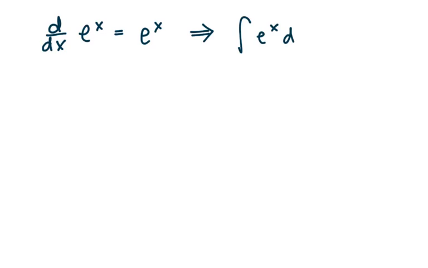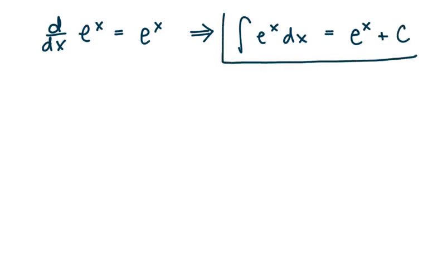So if we're dealing with exponential expressions, we know that the derivative with respect to x of e to the x is e to the x. So if we think about integration, the integral of e to the x dx, what would that be equal to? That would also be equal to e to the x plus c. And this is a rule you're going to need to know how to use.